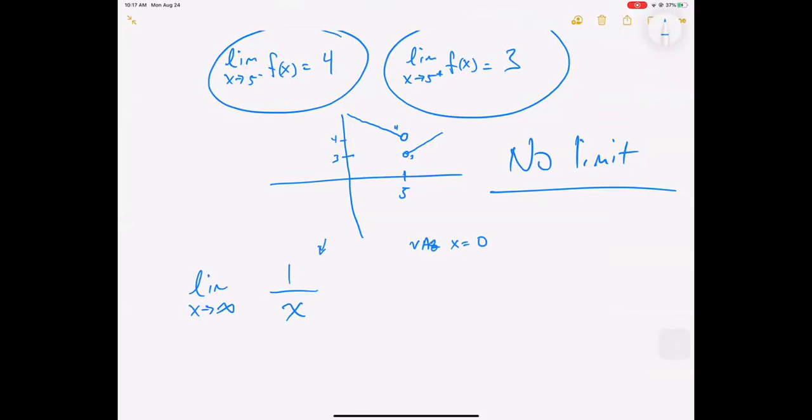Does anybody remember what the horizontal asymptote is? Y is equal to, remember if the denominator is bigger? As x gets bigger, 10, 100, 1,000, 1 million, what's 1 divided by a million? It is 0. So if you want to graph this, the graph looks like this.